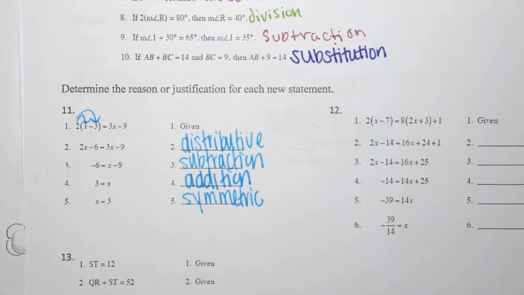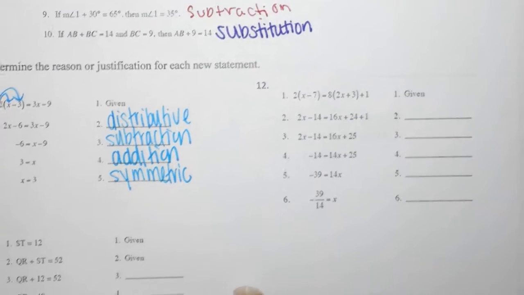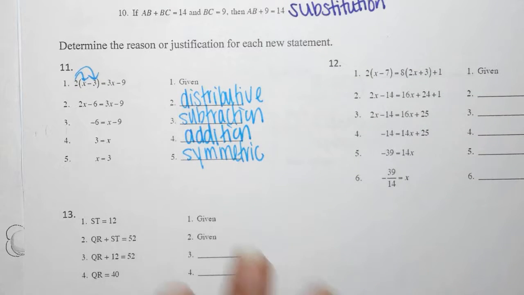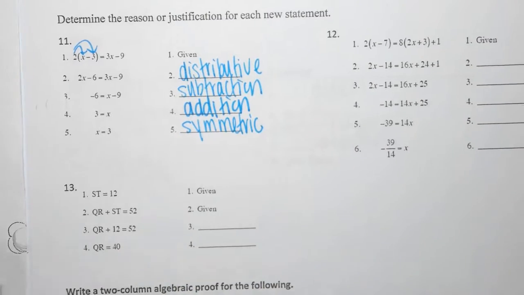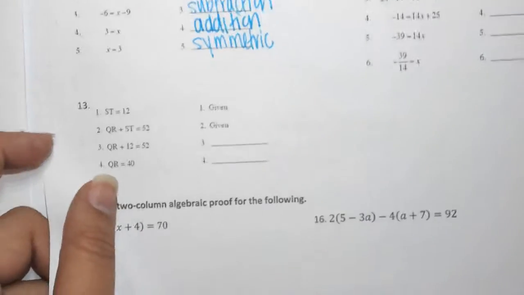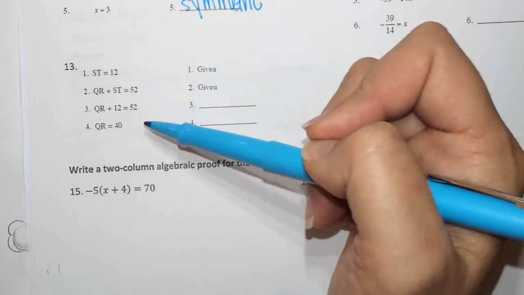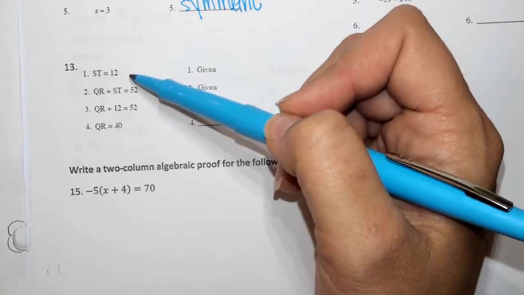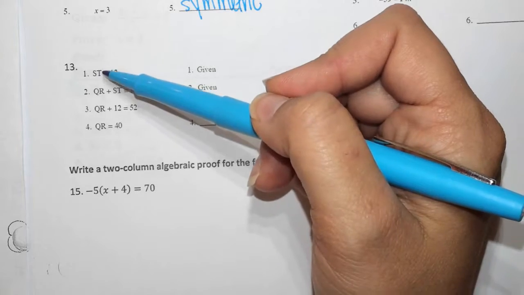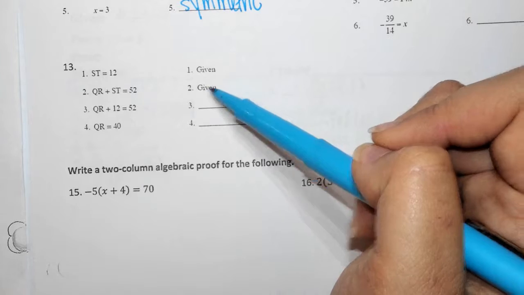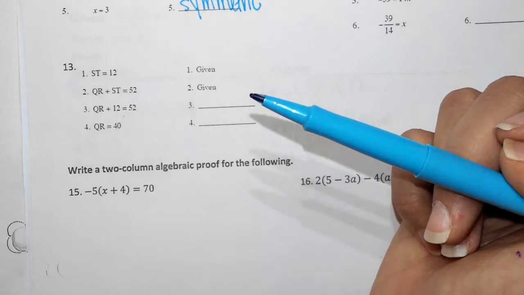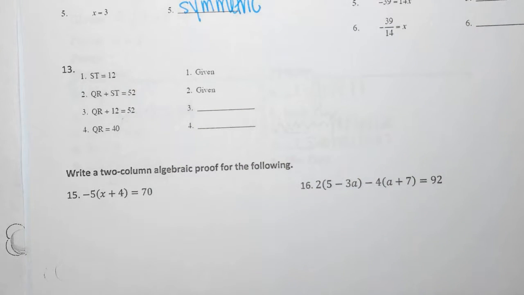Alright, now do 12. Why is there 2 given on 13? Say it to me again. Why is there 2 given? That is a great question. On number 13, he said, why is there 2 given? So that happens when they give you 2 different things. They told us that ST equals 12, and they told us that QR plus ST is 52. So then what did they do? So if they give you multiple things, you can write each thing down. We'll think about it in terms like number 12.